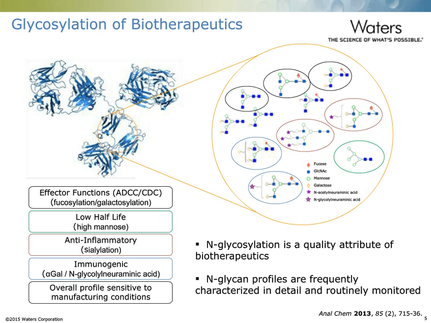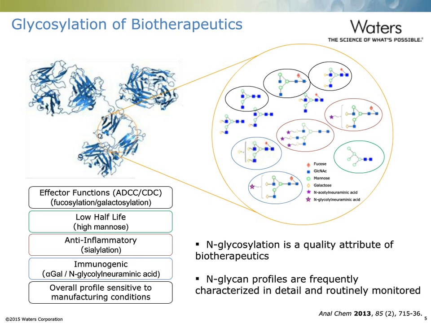Interestingly, glycans can uniquely affect the attributes of therapeutic proteins. For instance, fucosylation and galactosylation have been shown to be linked to effector function, high mannose structures to increased clearance rates, sialylation to anti-inflammatory effects, and non-human monosaccharides as stimulators of immunogenic response. Needless to say, there are many reasons for there being interest in analytical approaches for characterization and monitoring of protein glycosylation.